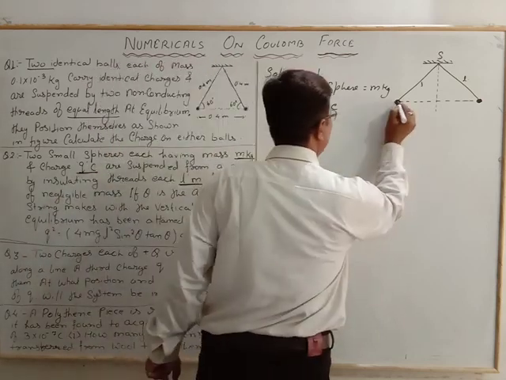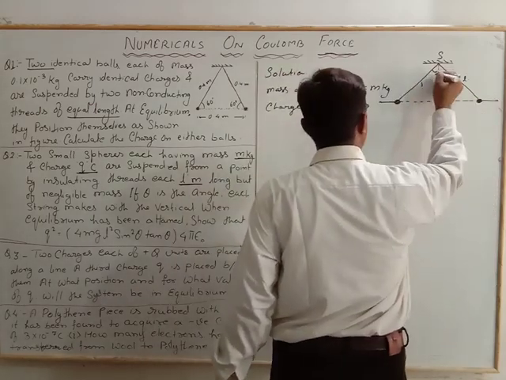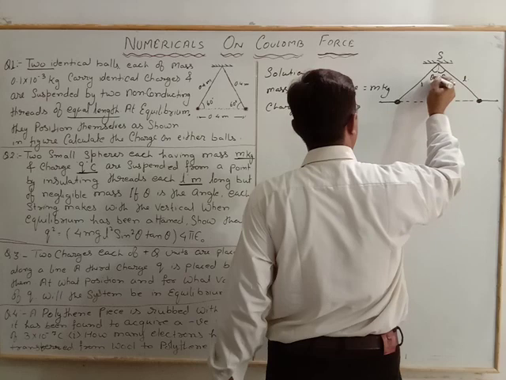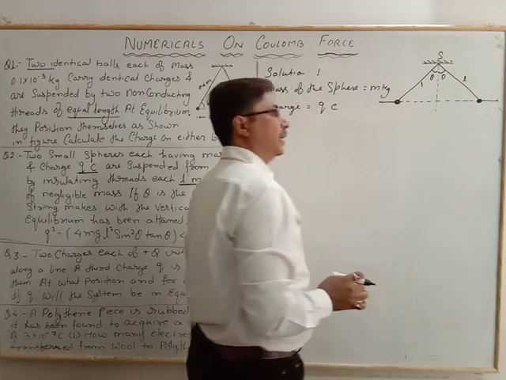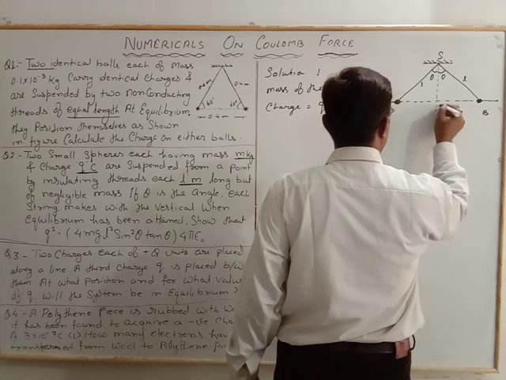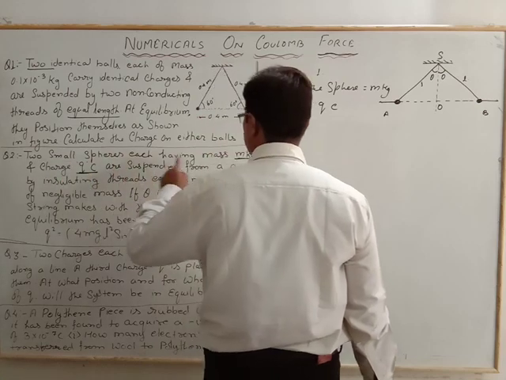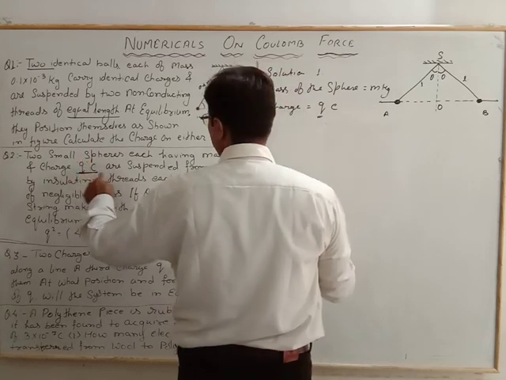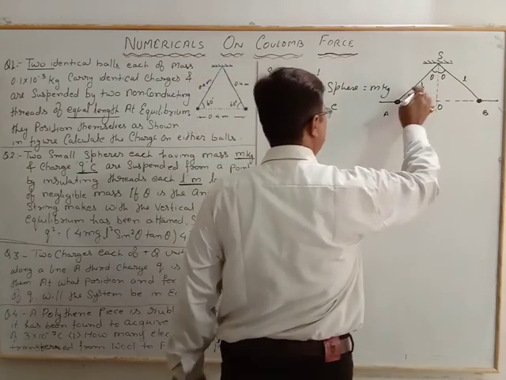Now the spheres, here also the electrostatic force between these two, and theta from the vertical line from the suspension is the theta angle of these two spheres that comes in equilibrium, and the separation we will see here A to B, and O is the center of this line. So two small spheres each having the mass m kg of charge q, both have the charge q, are suspended from a point by insulating thread. Each thread has the length L.